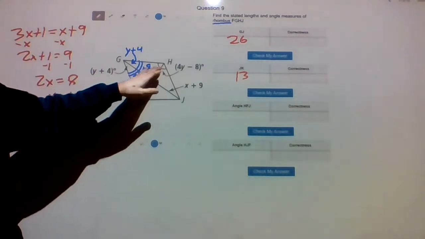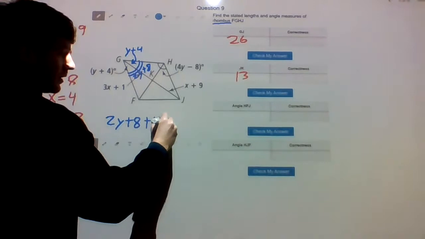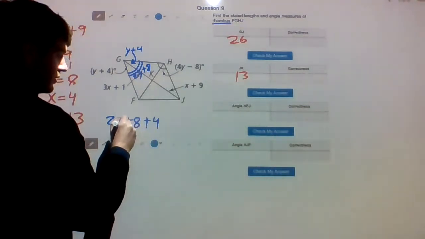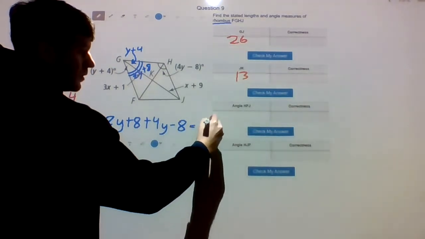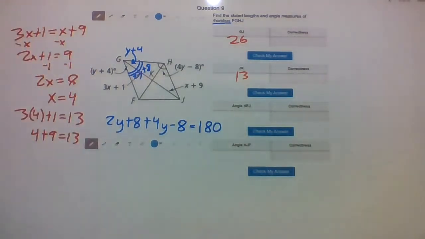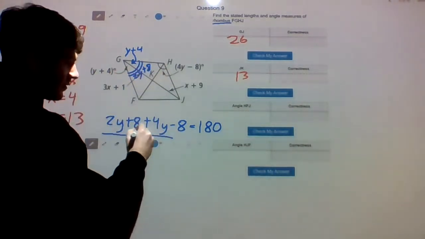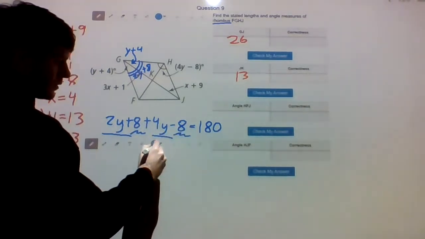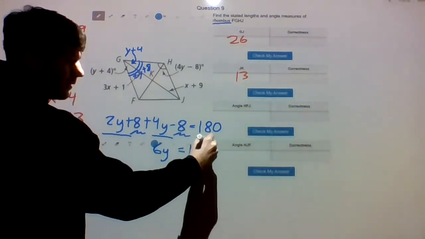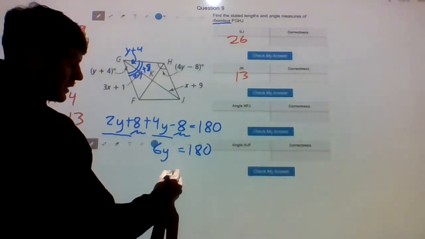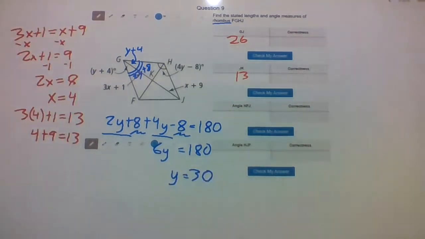And so consecutive angles are supplementary. So if we do 2y plus 8 plus 4y minus 8, that should equal 180. Consecutive angles should add up to 180. So we combine like terms here. We have 6y, positive 8, negative 8 cancel out, and we get 6y equals 180. Divide both sides by 6. 6 goes into 18 3 times, and you have an extra 0, so 30.